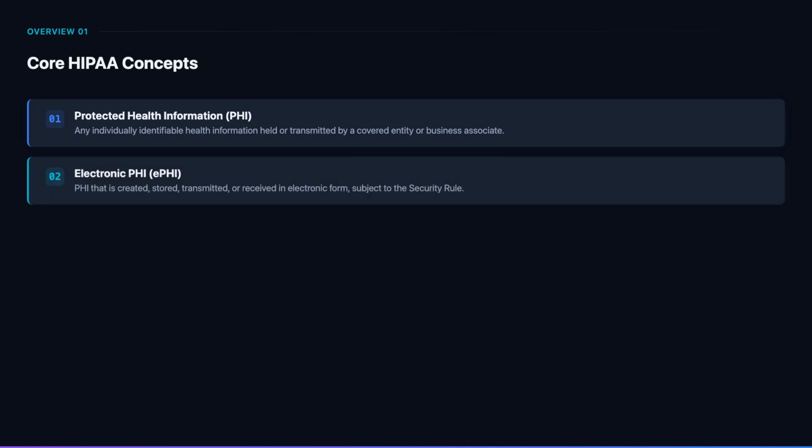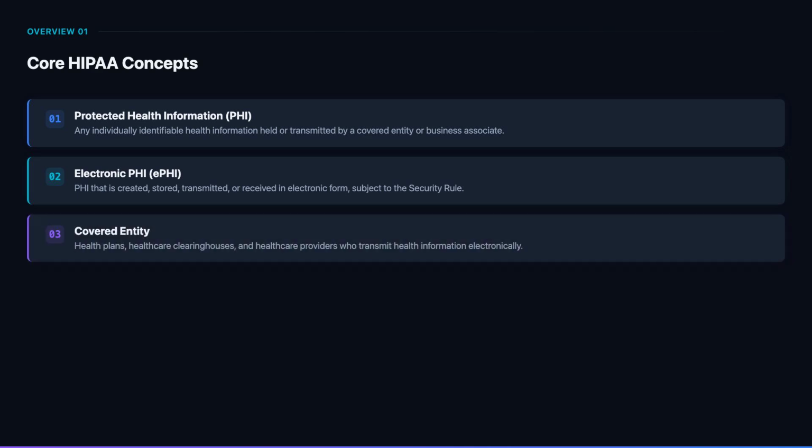Electronic PHI, or ePHI, is protected health information in electronic form. It is subject to the security rule, which requires administrative, physical, and technical safeguards. With digital health records now standard, ePHI protection is the core technical challenge of HIPAA compliance.